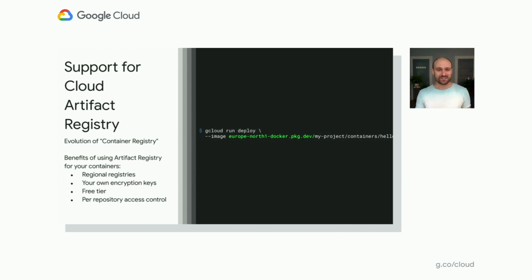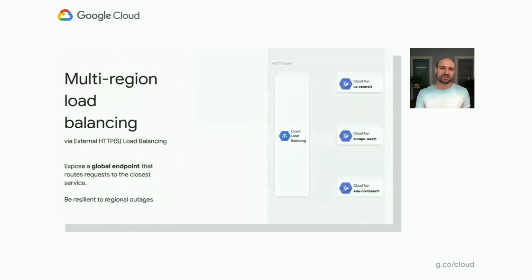Okay, next, in the enterprise ready category, we added support for Google Cloud load balancing. So what that helps you do, for example, is that if you deploy the same Cloud Run service in 3 different regions, you can add on top of them Google Cloud Load Balancer and expose a global endpoint that will route requests to the closest region in order to reduce latency, but also to be resilient to regional outages in case something goes bad in a Google Cloud region.